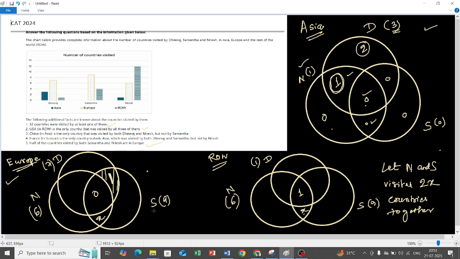Okay. So now you see, if I distribute the number of countries that Samantha has visited in Europe, what is going to be? You see their intersection is 1, is 0. One European country has been visited by Dheeraj and Samantha. Okay. And X is over here. What is the total number of countries visited by Samantha in Europe? 9.